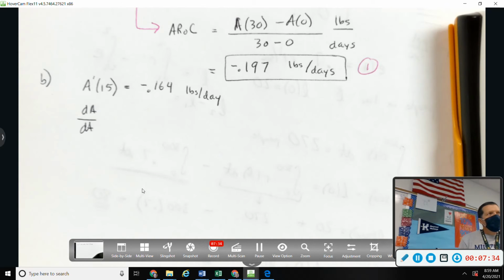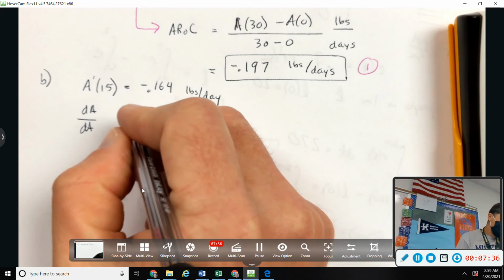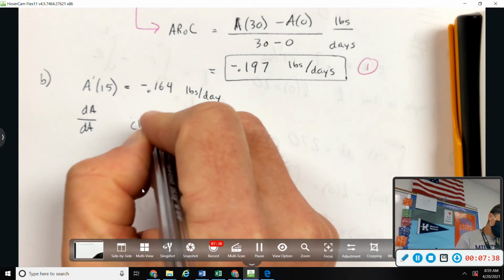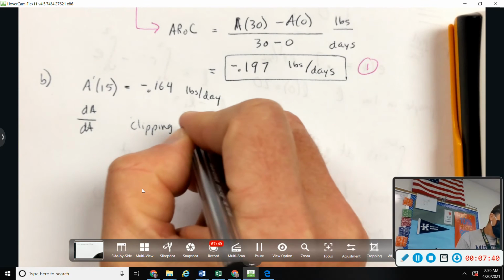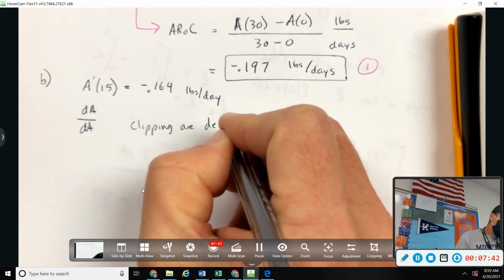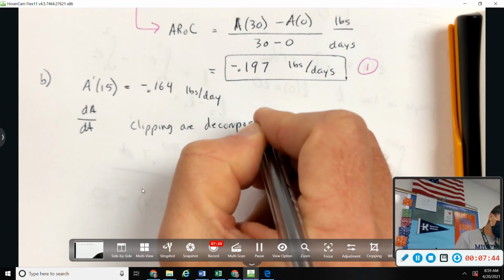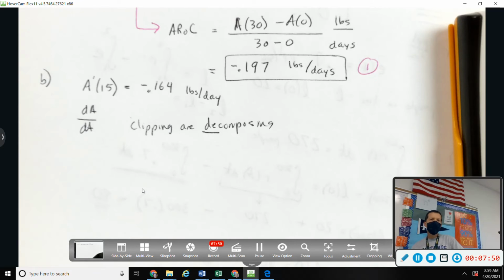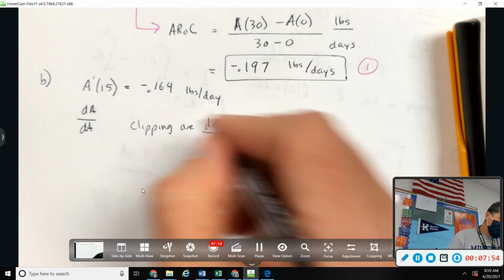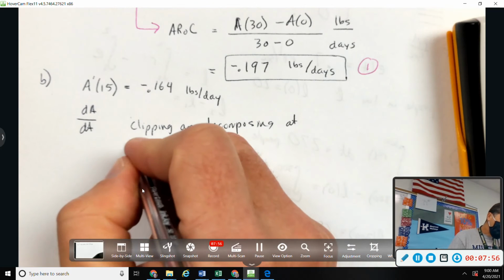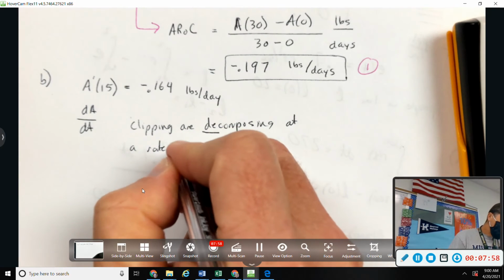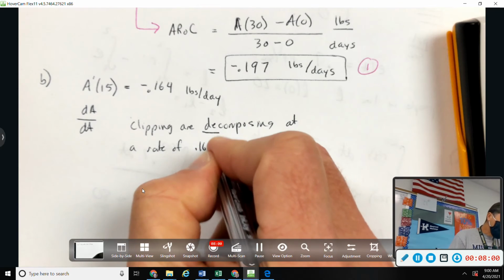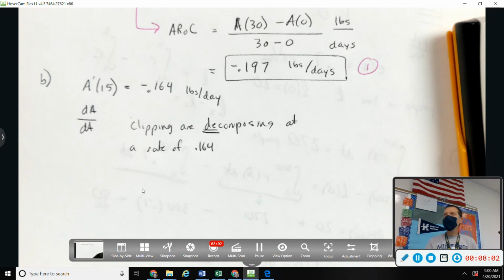If there's decomposing at negative 0.164. Okay, so be careful. I like what you said, but if you're going to say they're decomposing, you may not want to include the negative on there. They're decomposing at a rate of 0.164 pounds per day. Clippings are decomposing at a rate of 0.164, because the negative is included in the decomposing part.